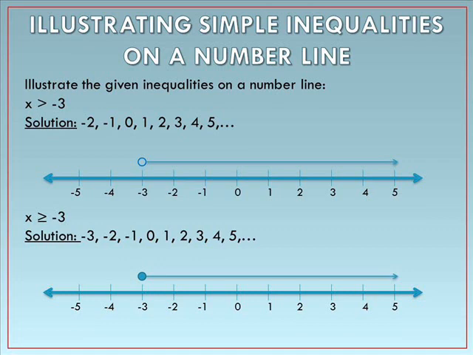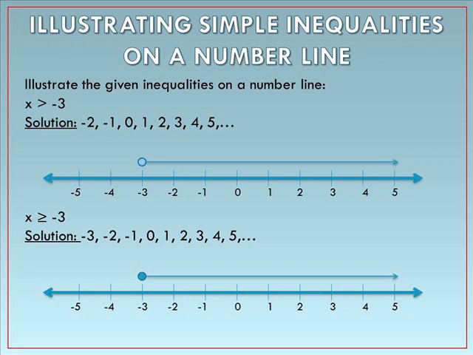Now that we know that we can use a number line to illustrate the solution of inequalities, let us solve these inequalities. In the first one, x is greater than minus 3. The thing about negative numbers is the greater their value, the less they are considered. Therefore, the numbers greater than minus 3 are minus 2, minus 1, 0, 1, 2, 3, 4, 5, and so on. Now that we have the solution of the inequality, let us illustrate it on a number line.